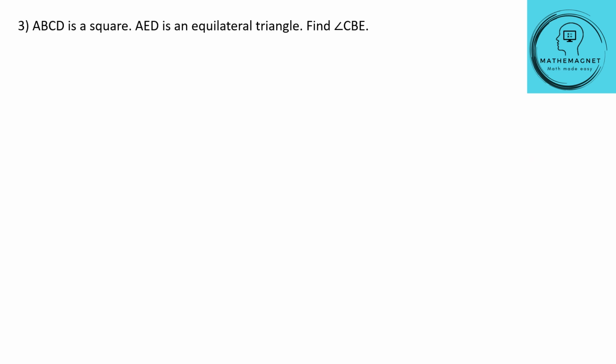Question number 3. ABCD is a square. AED is an equilateral triangle. Find angle CBE. So over here we know ABCD is a square and we know AED is an equilateral triangle. They've asked us to find angle CBE.